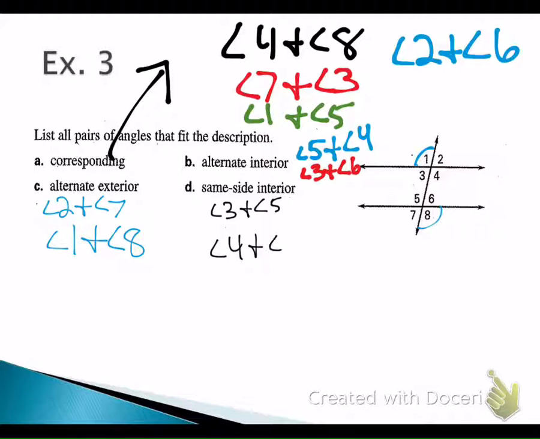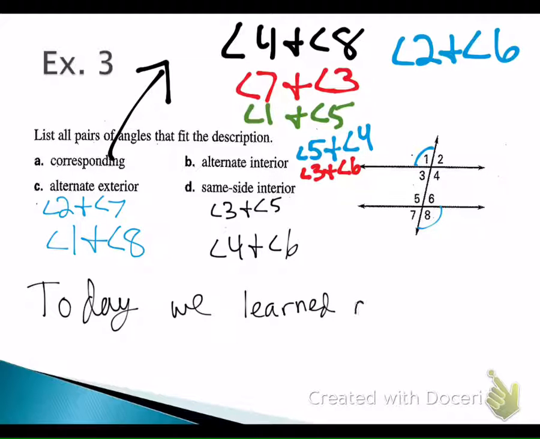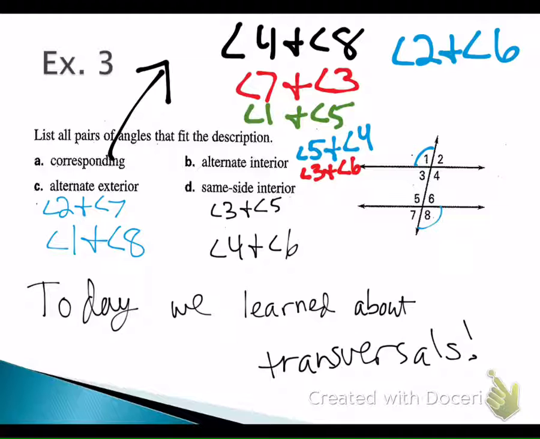4 and 6. Perfect. All right, let's quickly summarize this and I'll hand out your homework. So today we learned what? Today we have learned about transversal, alternate, exterior, and inside. Great. Today we learned about transversals and all those special angle relationships. But like I said, we'll get more into those tomorrow. Questions?